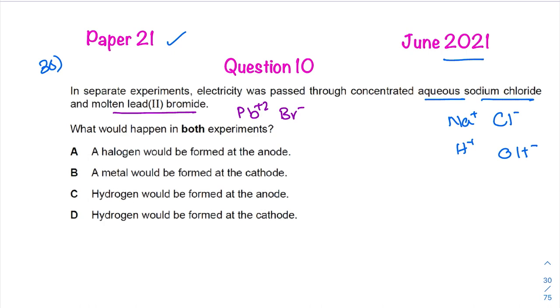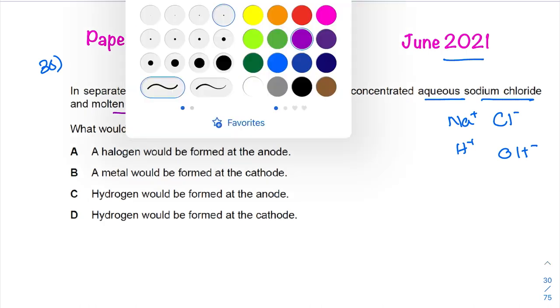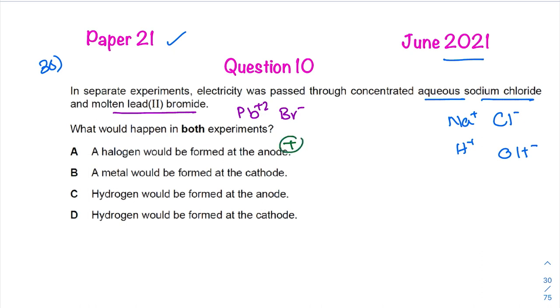So a halogen would be formed at anode. So what is anode? Anode is going to be a positive electrode. So at the positive electrode, a negative bromine can go and a chlorine can also go. So therefore, it is correct. Option A is correct. Why are options B, C, D not correct?